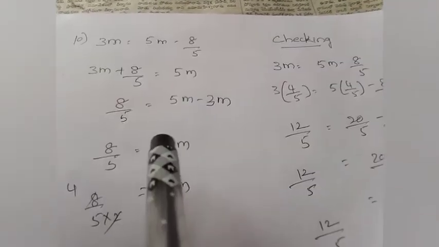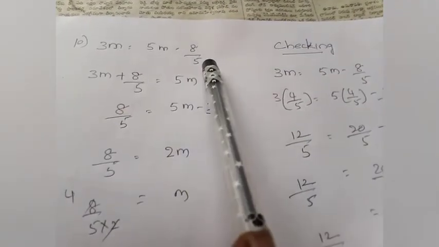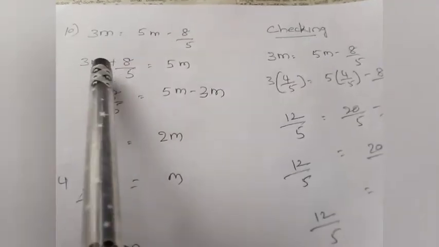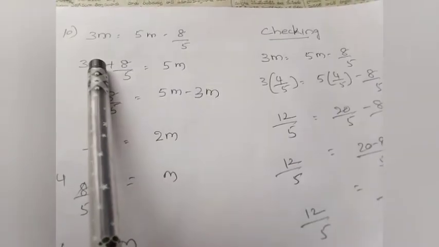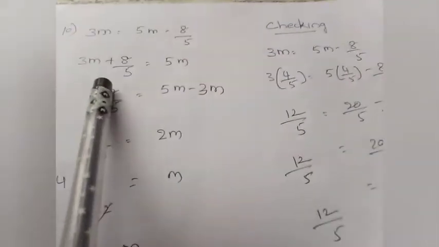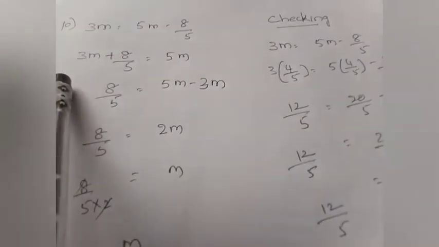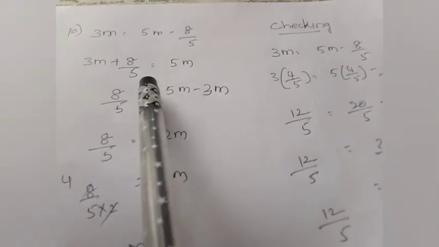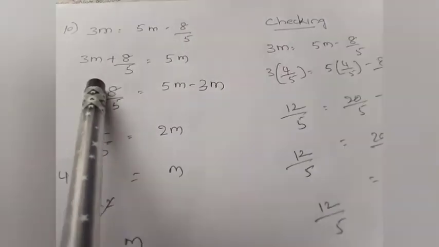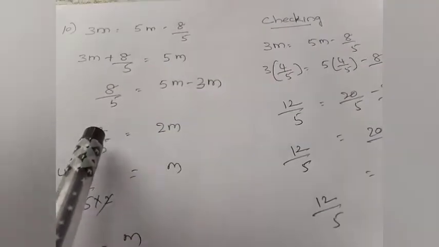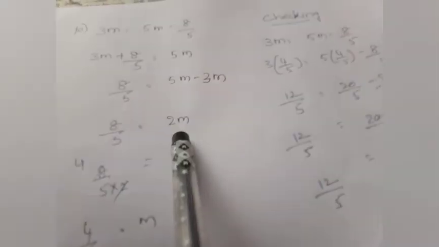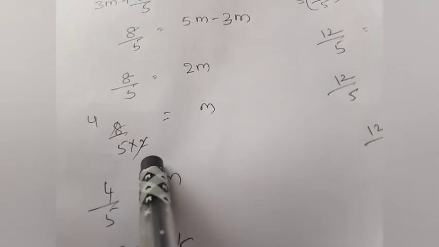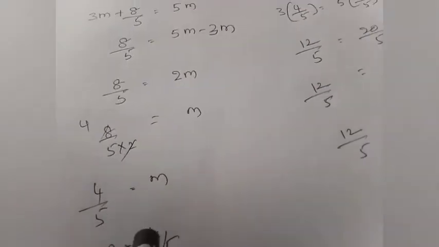Next, the last, 10th sum in this exercise: 3m is equal to 5m minus 8 by 5. Here, this is the greater value, so I am sending this 3m that side and 8 by 5 this side. So 3m plus 8 by 5 is equal to 5m. We want 8 by 5 is equal to, I am sending this 3m that side, 5m minus 3m is 2m is equal to 8 by 5. m is equal to, this 2 coming down, 2 fours are 8. So 4 by 5 is equal to m. Therefore, m is equal to 4 by 5.